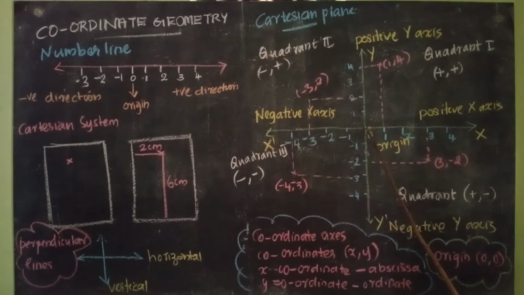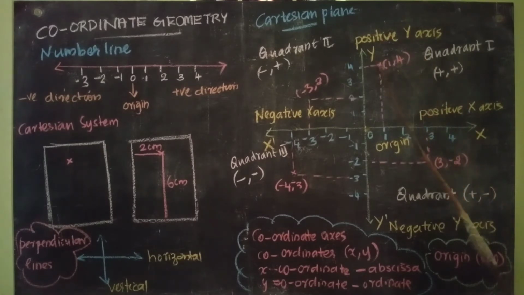The zero of x axis and the zero of y axis intersect each other, and that point is known as origin. It is denoted by the letter O. OX is the positive x axis, OX dash is the negative x axis, OY is the positive y axis, OY dash is the negative y axis. This x axis and y axis together are known as coordinate axes, and each point is known by its coordinates. First is the x coordinate, or in other words abscissa. Second is the y coordinate or ordinate. The coordinates of origin are 0, 0. X coordinate of origin is 0. Y coordinate of origin is also 0.